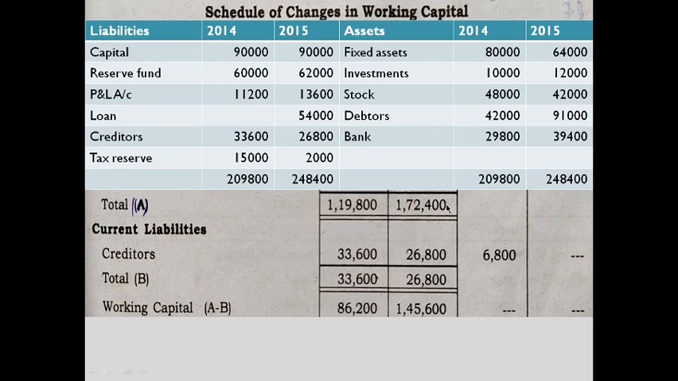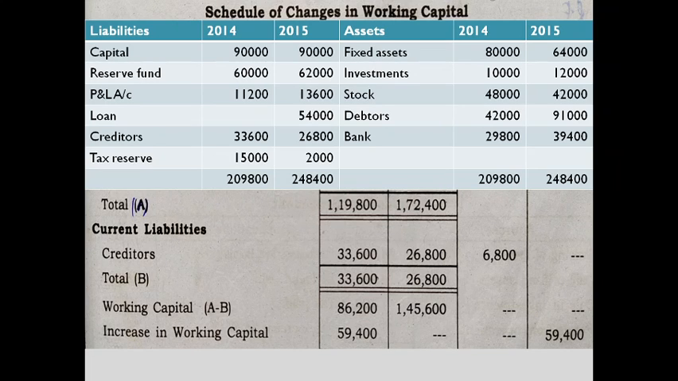Again the same pattern in the second year. Here the total of current assets is 1,72,400. Here the total of current liability is 26,800. So you need to take the difference of these two amounts, and you will get the working capital here. Now you have got the working capital for these two years, and you can see that the right amount, that is 1,45,600, is the bigger value. So you will take that amount as the total, and the difference amount will be considered as the increase or decrease during the period. So let us find the computation.